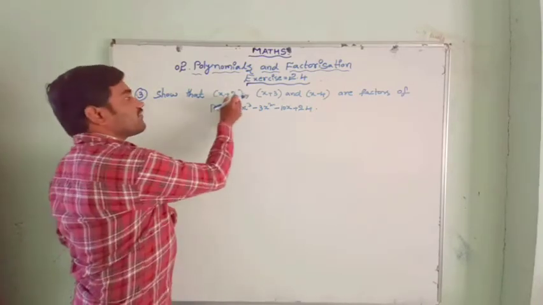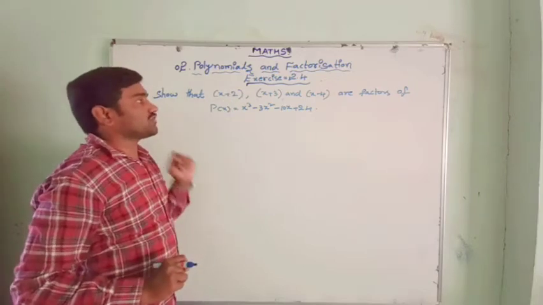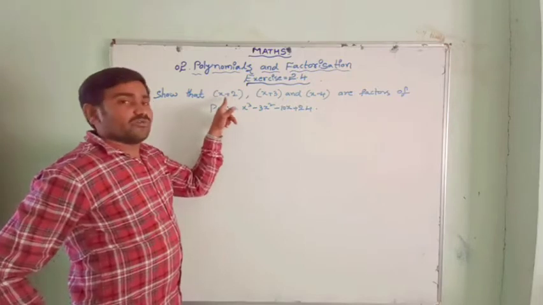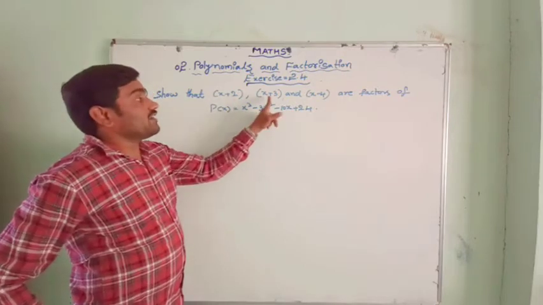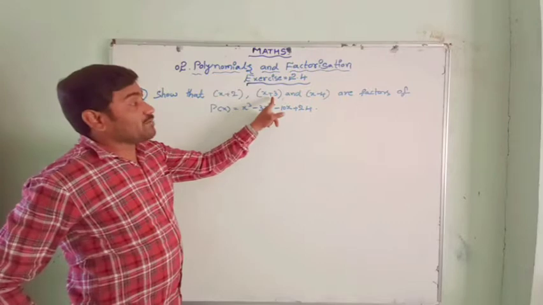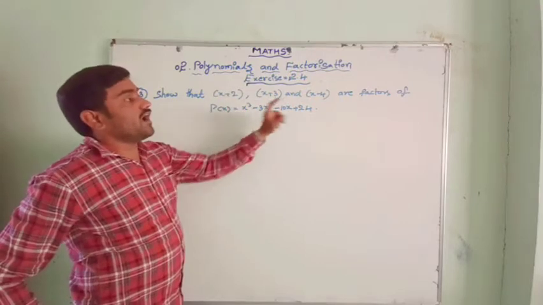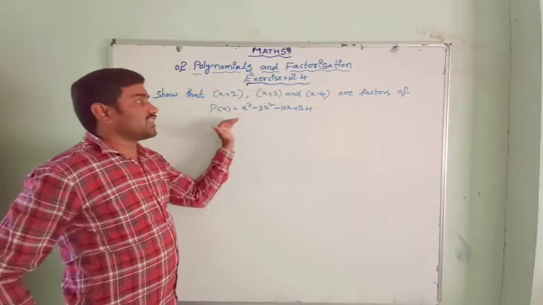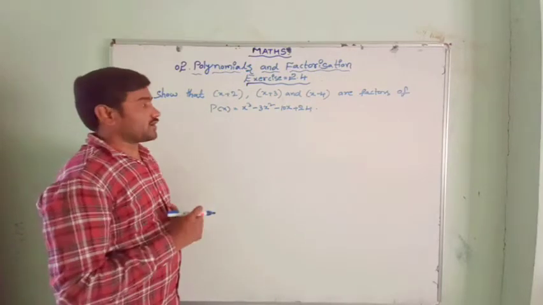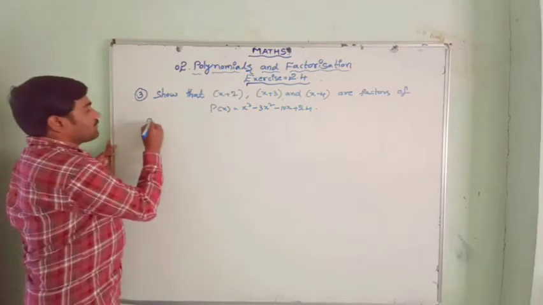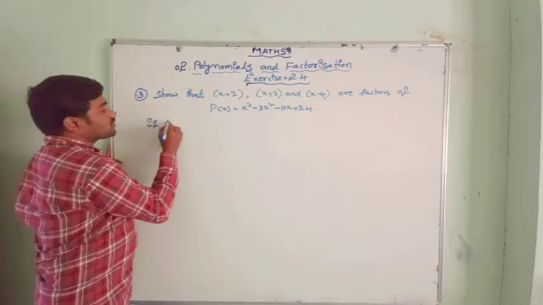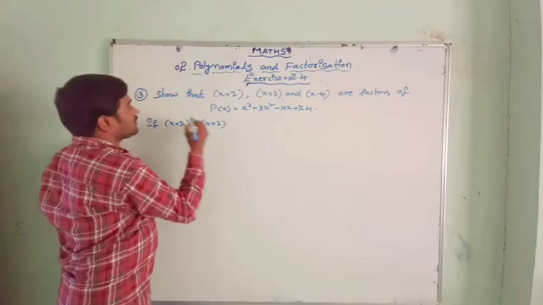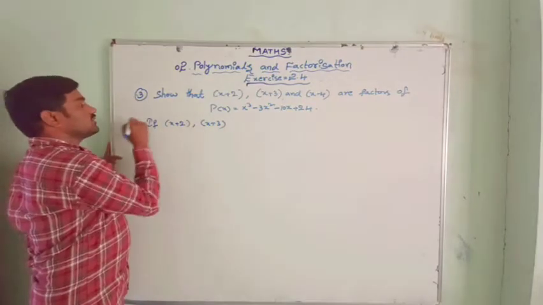First p of minus 2 you have to substitute, because here it is x plus 2. So p of minus 2 should be equal to 0, and p of minus 3 should be equal to 0, and p of 4 should be equal to 0. Then only these are factors of this polynomial. Otherwise it is not a factor. By using the factor theorem, here we go for the solution now.